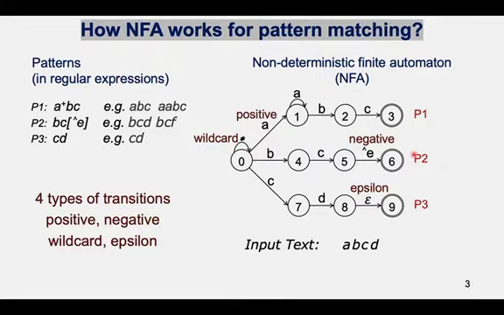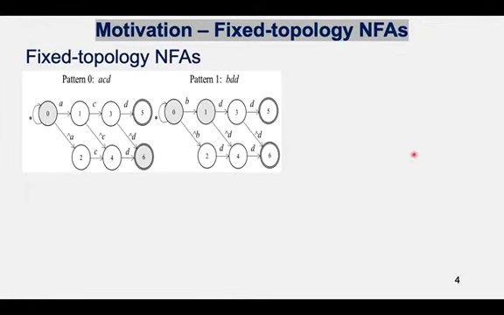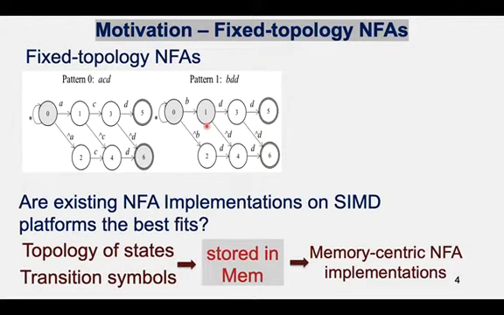With this example, we see that an NFA has 2 major components: the topology of how states are connected and the transition symbols that guide the traversal. So the motivation of our work is we have found many applications operate on patterns that have the same predefined structure. Motif discovery is one of them. The left picture shows 2 NFAs with the same topology, and you can see they only differ on transition symbols. The question we ask ourselves is: are existing NFA implementations on SIMD platforms the best fit for fixed topology NFAs?